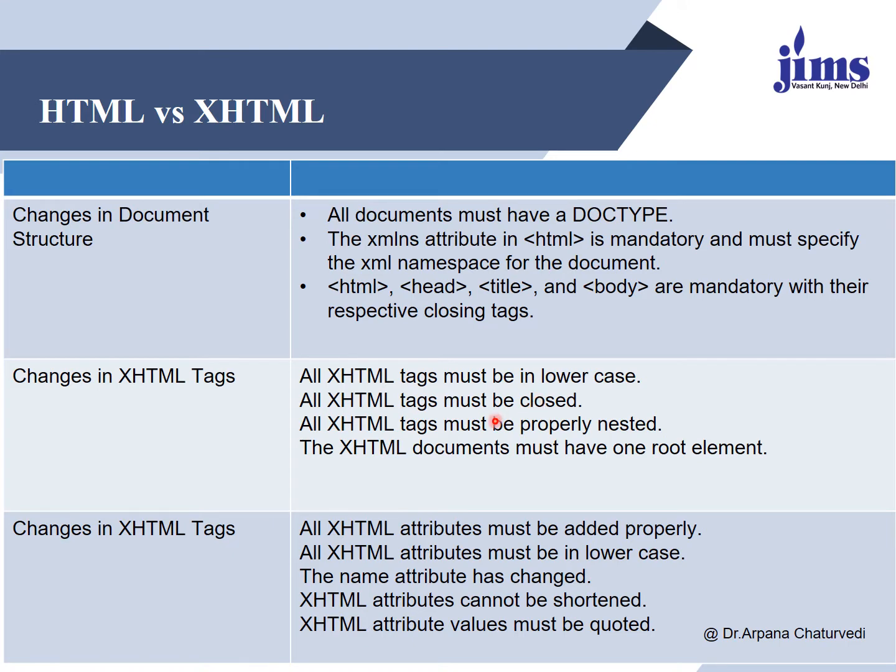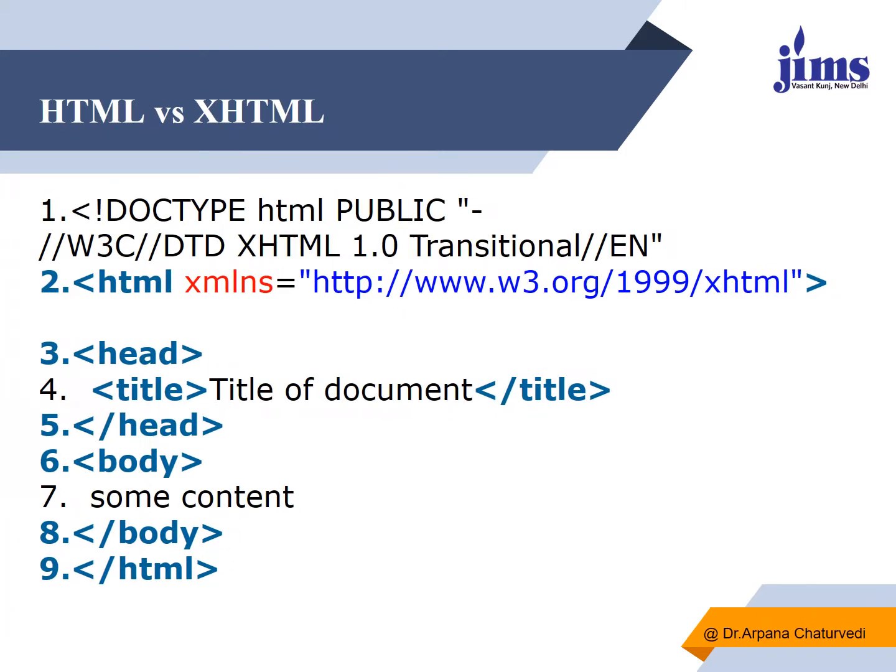Then changes in XHTML tags. All XHTML tags must be in lowercase. They must be closed. They must be properly nested. The document must have at least one root element. It is a must to have one root element, whereas it was not there with HTML. Then changes in XHTML attributes. If we talk about attributes, attributes must be added properly. They must be in lowercase. The name attribute has changed. XHTML attributes cannot be shortened. Attribute values must always be quoted; it was not like this in HTML. If the value contained spaces, then only it was mandatory to enclose it.